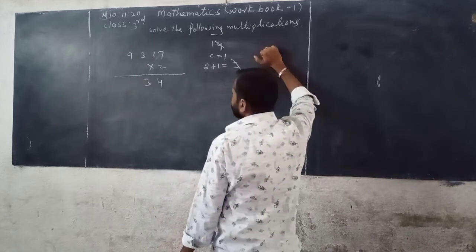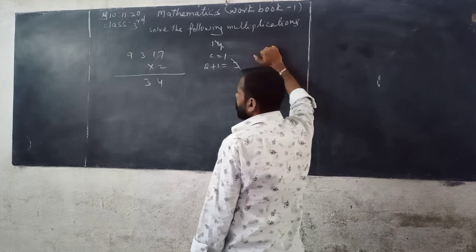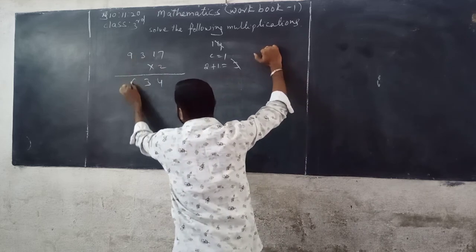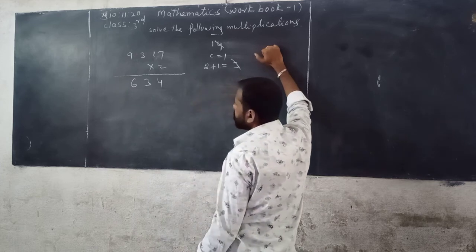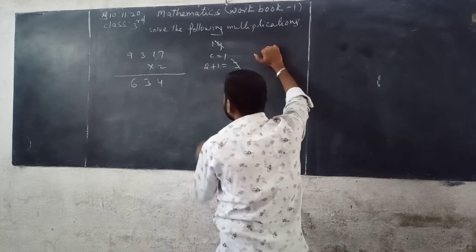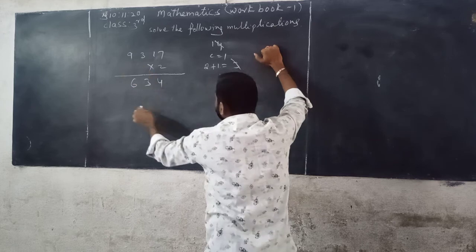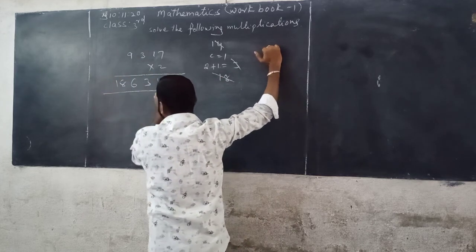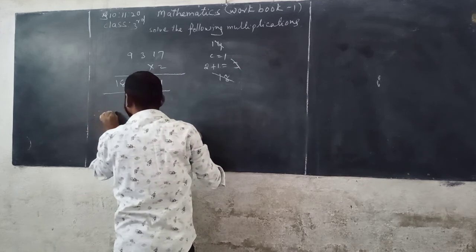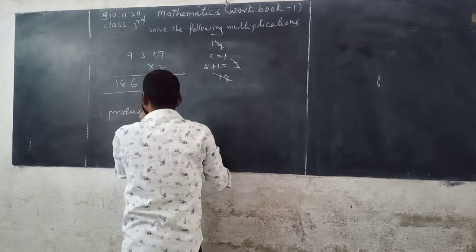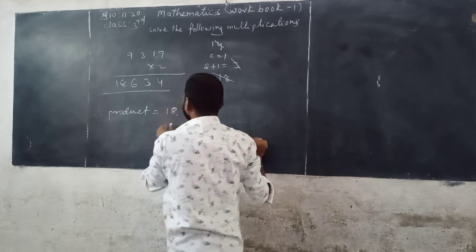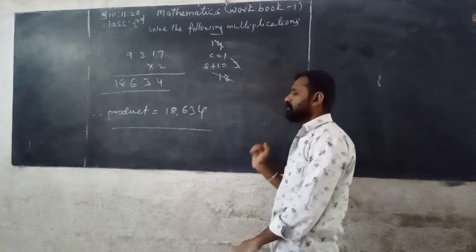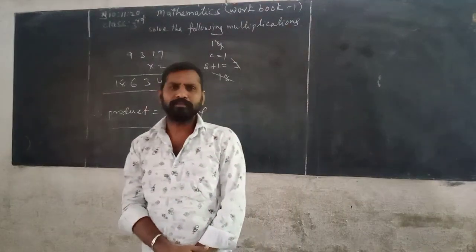Next we multiply the digits in the hundreds place, that is 3 with 2. 3 2s are 6, you can write directly. Now next we multiply the digits in the thousands place, that is 9 with 2. 2 9s are 18. See here, this is the last place of the given number, you can write 18 total. So therefore, the product is equal to 18,634.